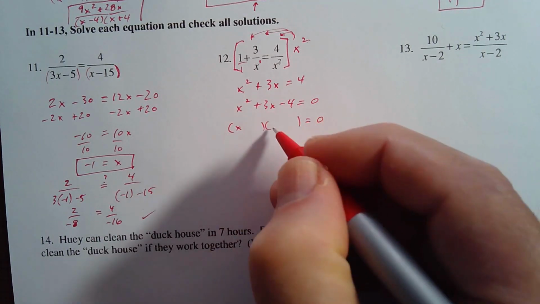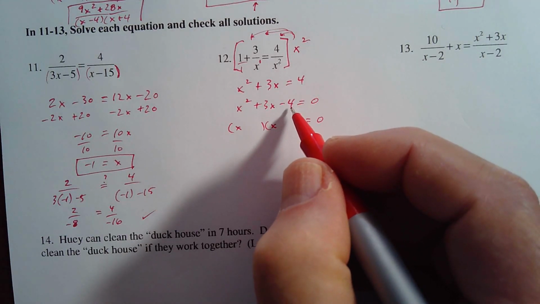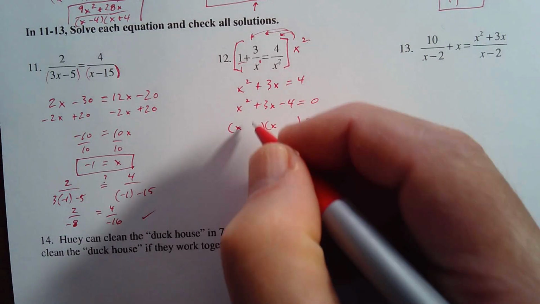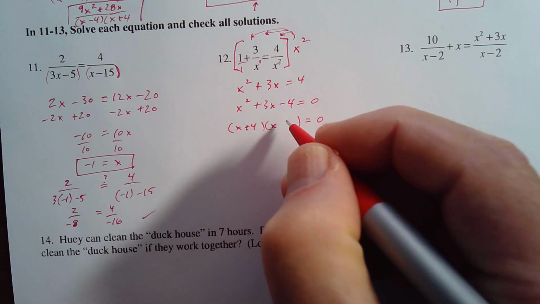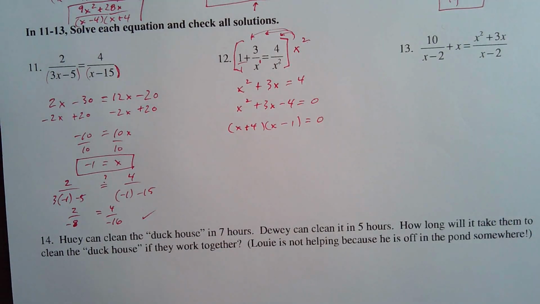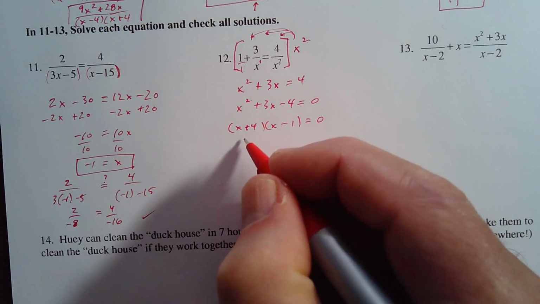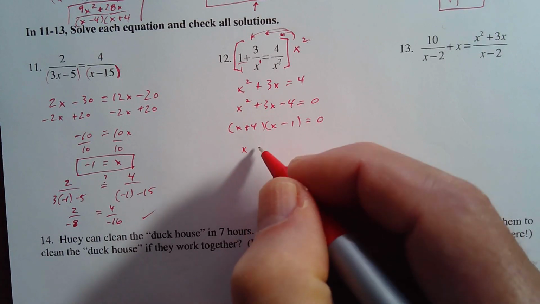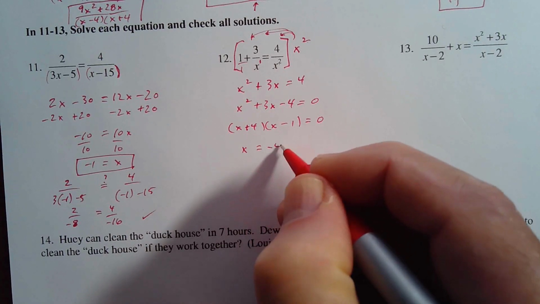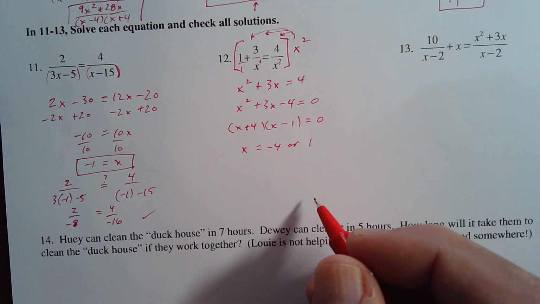So x and x there. What times what makes negative 4 that would add to 3? That would be a plus 4 and a minus 1. And then we can use our zero product property. So x is going to be either negative 4 or 1, and we have to check both of them.